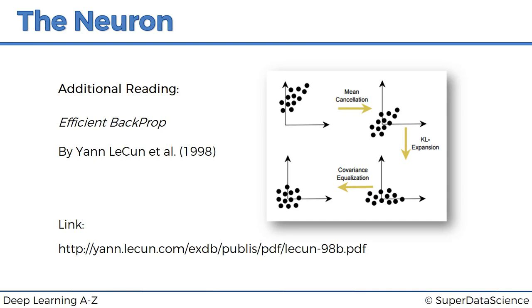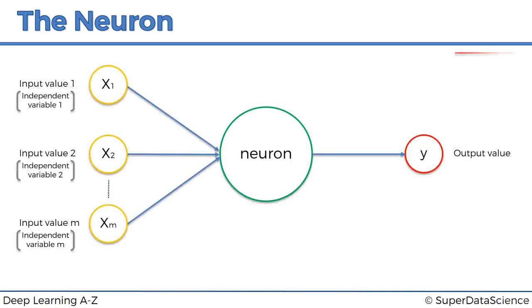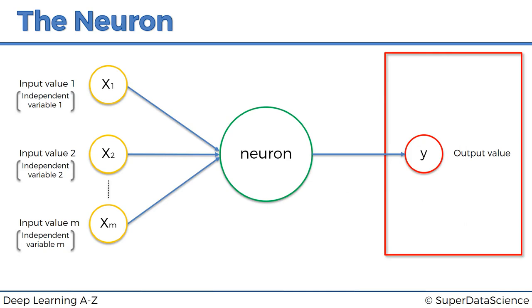Check it out if you're interested in some additional reading. There we go. So that's what we need to do with the variables. And here we've got the output value. So what can our output value be? Well, we've got a couple of options.